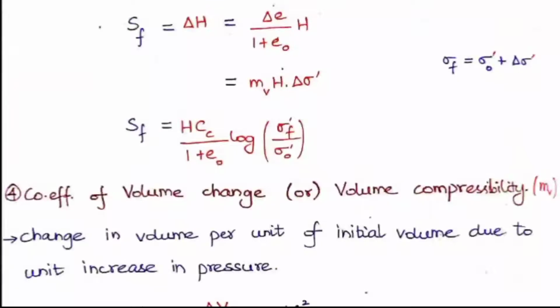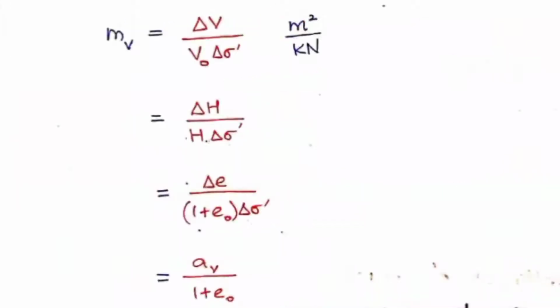So change in volume means it is del V per unit of initial volume. The initial volume is V naught, per unit increase in pressure. So here mv is equal to del V by V naught into del sigma dash. This is used in the previous formula, and del V by V can also be written as del h by h. So in the same formula they substitute del h by h instead of del V by V naught, and this is also equal to mv, and the same thing can be substituted by del e by 1 plus e naught, the same formula.